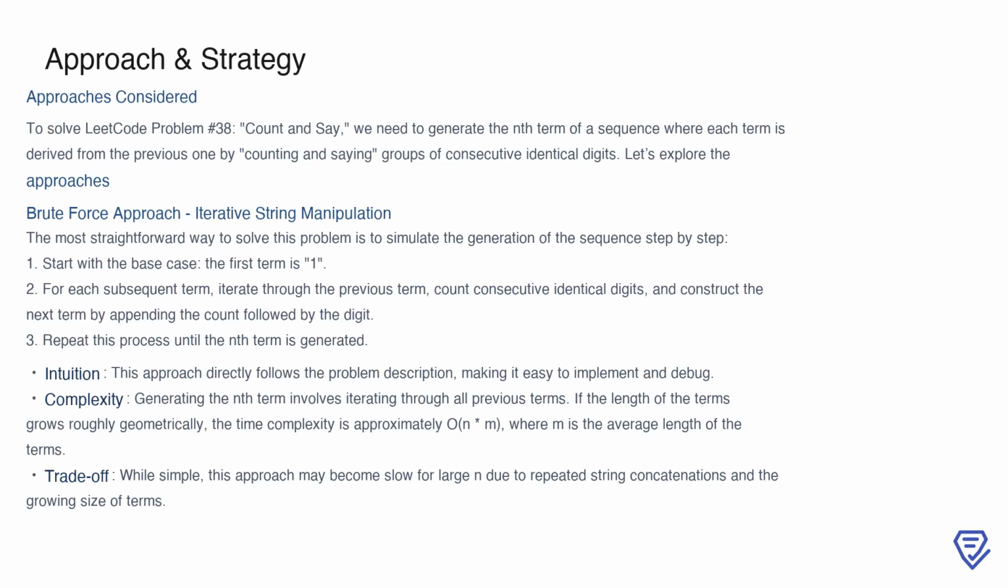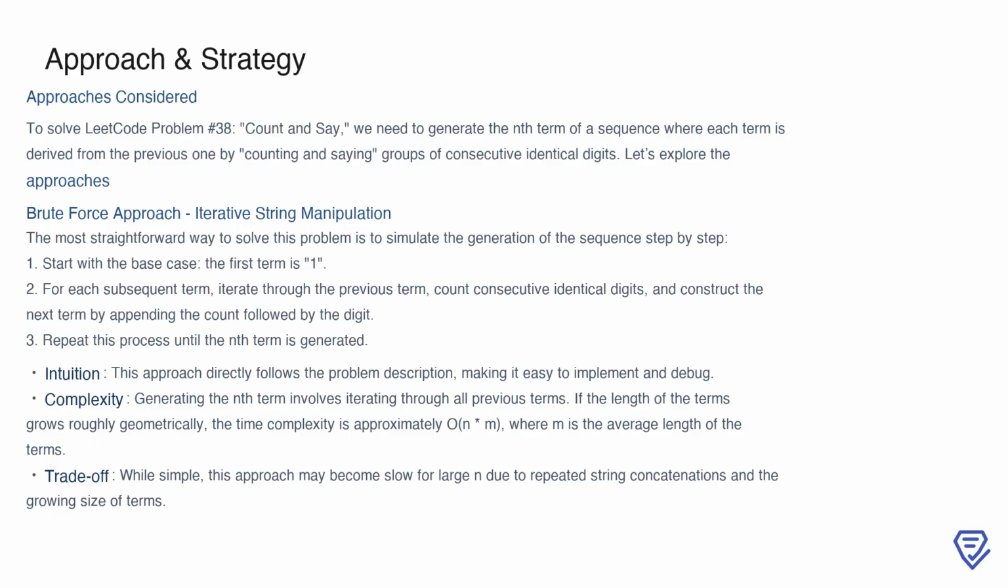To solve the count and say problem, the goal is to generate the nth term of a sequence based on a specific pattern. Each term is derived from the previous one by counting groups of consecutive identical digits and describing them. One straightforward approach to tackle this is the brute force method, which involves iterative string manipulation. We start with the base case, where the first term of the sequence is simply 1. Then, for each subsequent term, we examine the previous term, count how many consecutive digits are the same, and construct the next term by appending the count followed by the digit. This process is repeated until we reach the desired term.